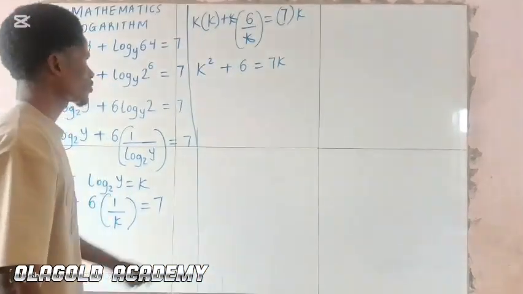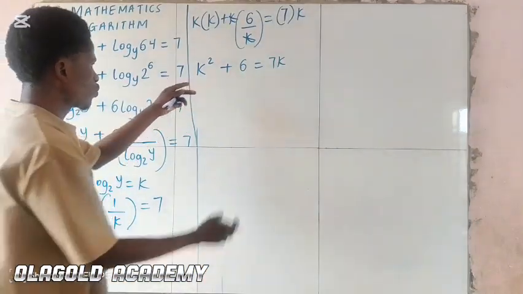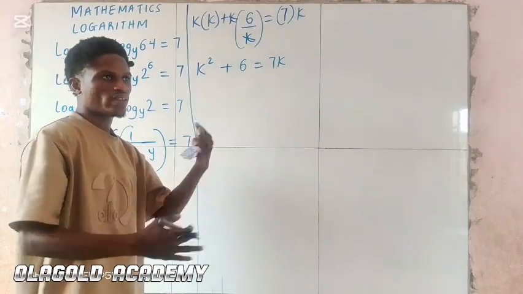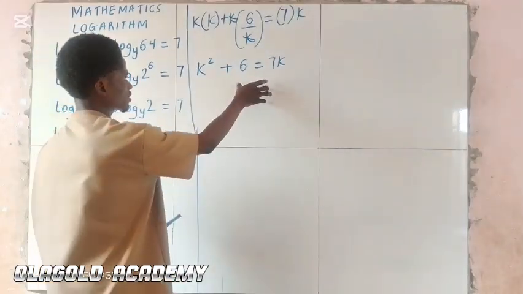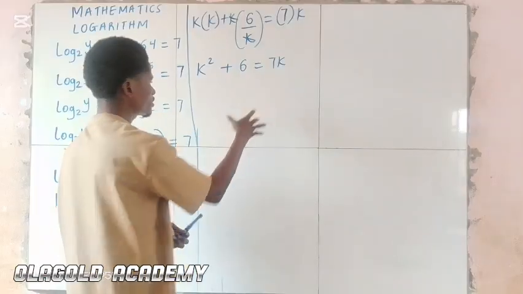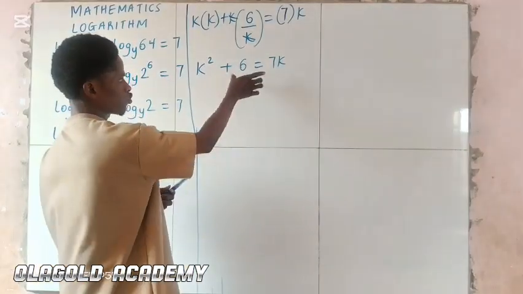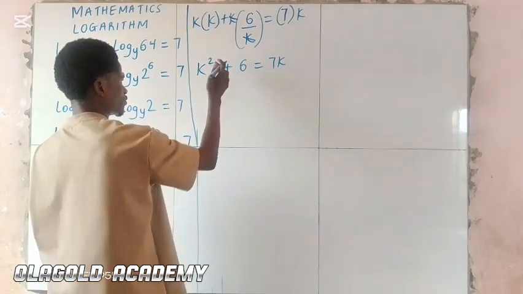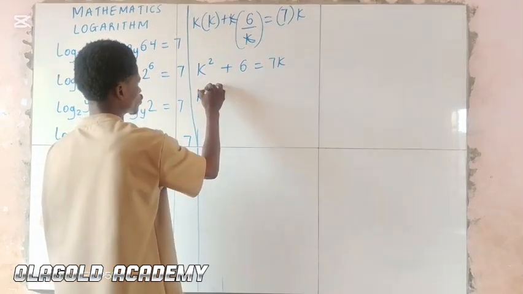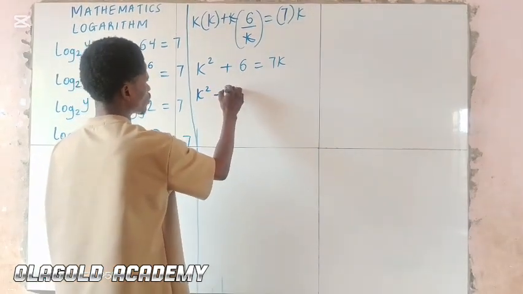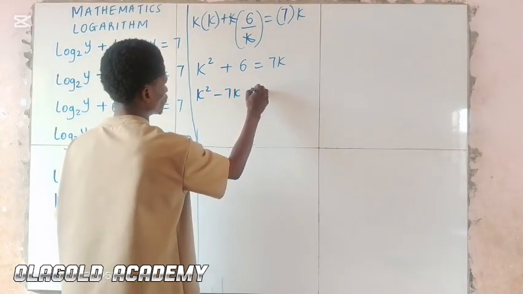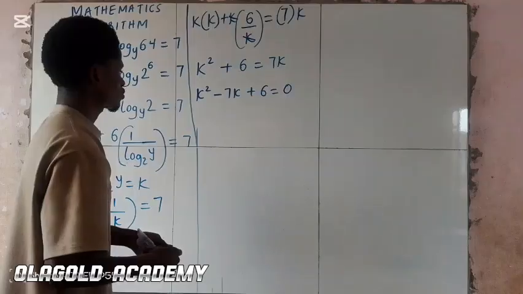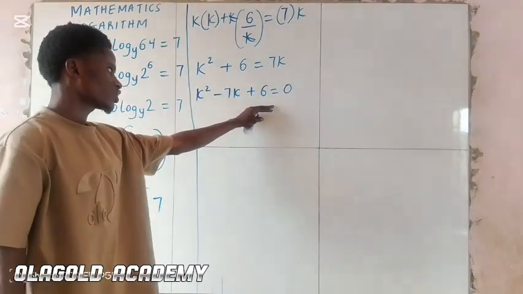Alright, my next task here is to rearrange this since I've seen that it is giving me a quadratic equation. Moving the 7k, I'm going to have k squared minus 7k plus 6 equal to 0. So I'm going to solve this.